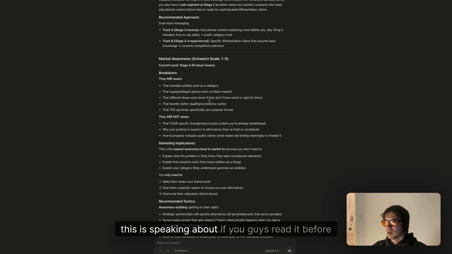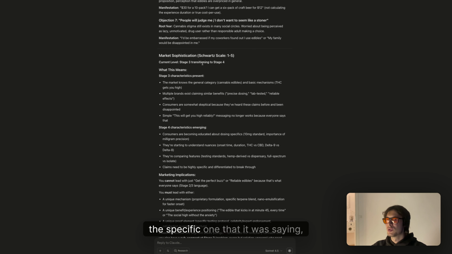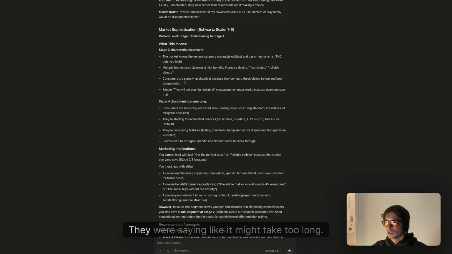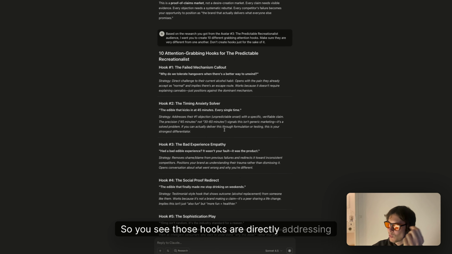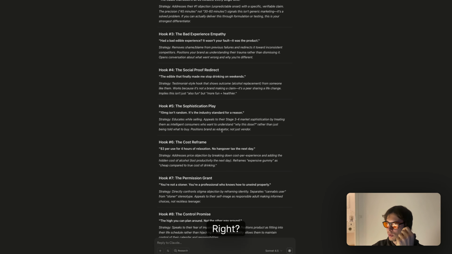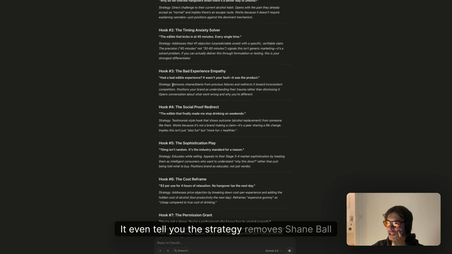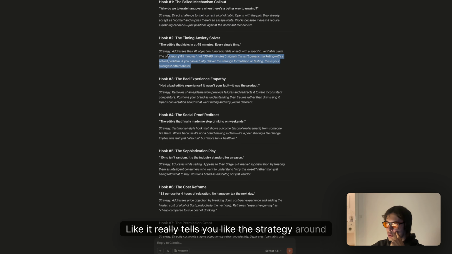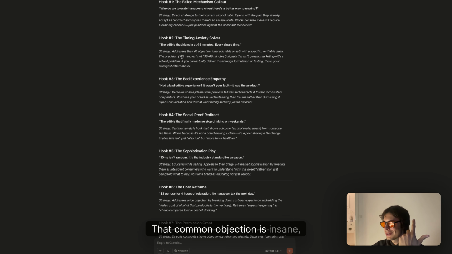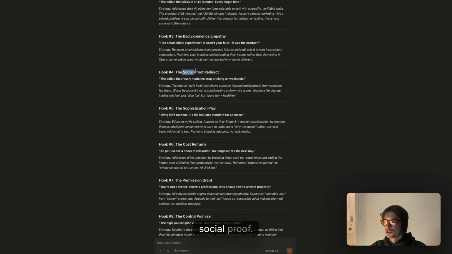Again, this is speaking about, if you read it before, the specific objection, where is it? It was saying it might take too long. This one right here, objection number 1. So you see those hooks are directly addressing those objections. And then boom, it even tells you the strategy, remove shame from previous failures. It really tells you the strategy around that, to address that common objection. This is insane, honestly.